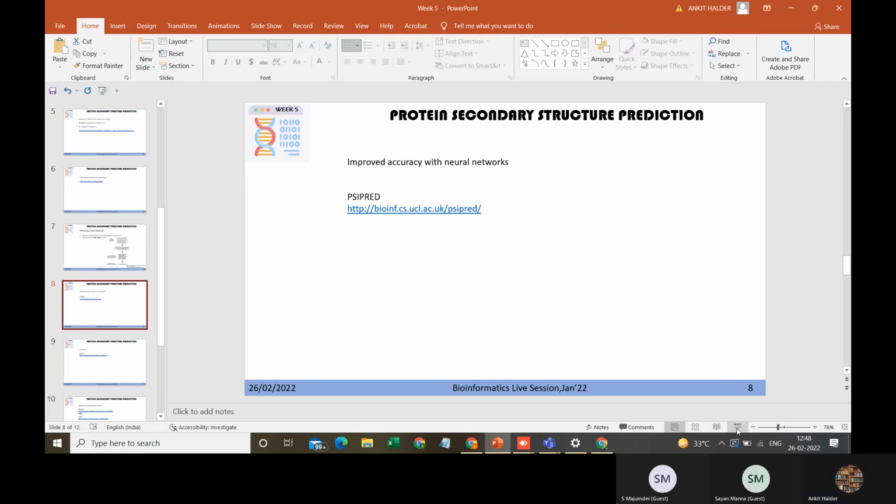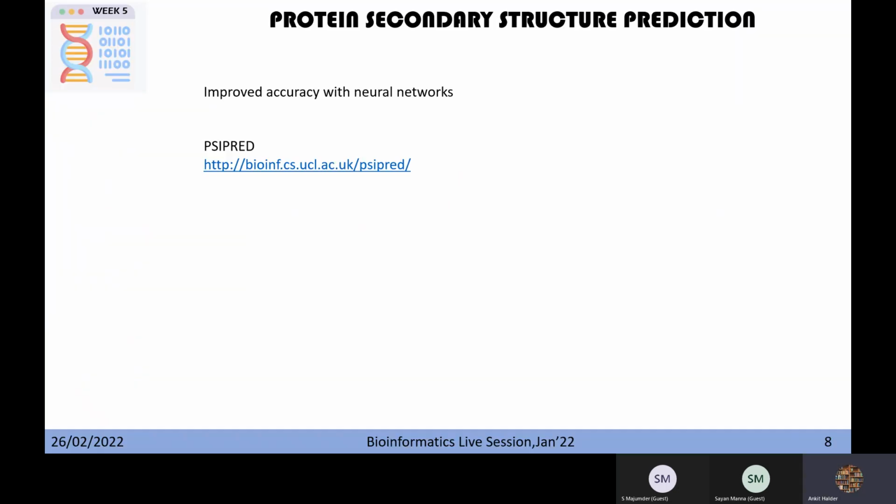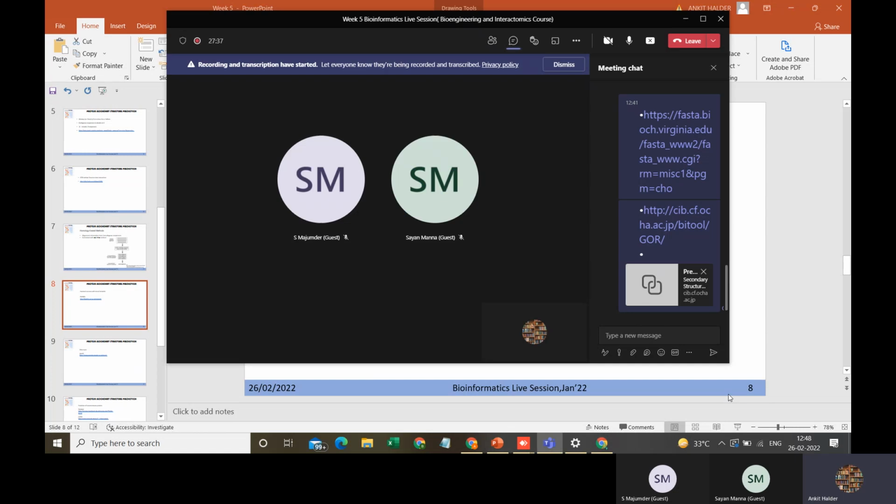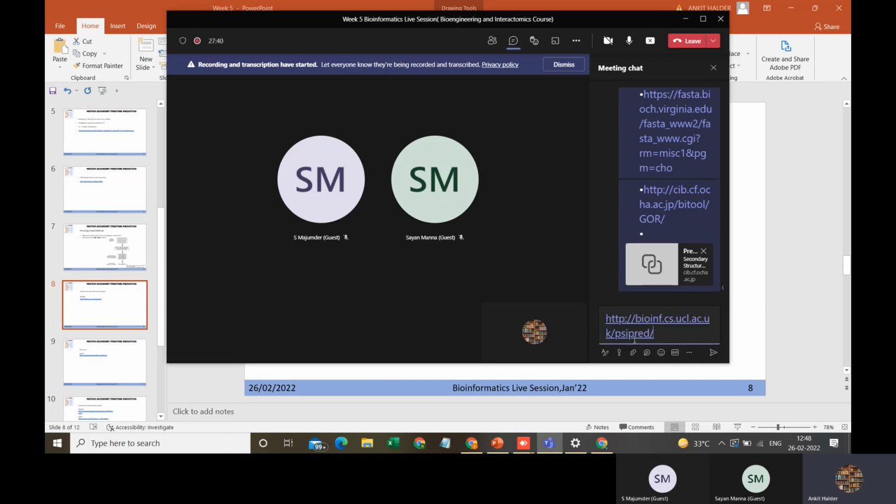Nowadays neural networks are also being used, so that the accuracy can be improved along with these two broadly based methods. It goes through rounds of iteration to predict the best final structure. One of the tools is PSIPRED, which uses PSI-BLAST to align and then perform the prediction of the structure.